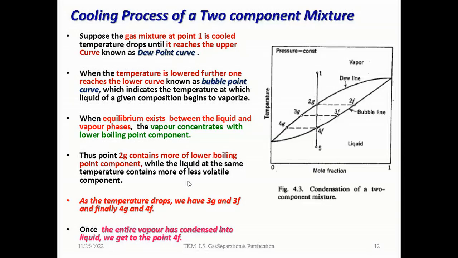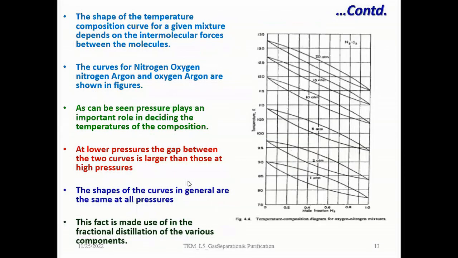Now, the shape of this temperature composition curve for a given mixture depends again on the intermolecular forces between the molecules. For example, this plot shows you the composition for a nitrogen oxygen mixture. It is plotted for different pressures: 1 atmosphere, for example, then 2 atmosphere, 5 atmosphere, 10, 15, and 20.